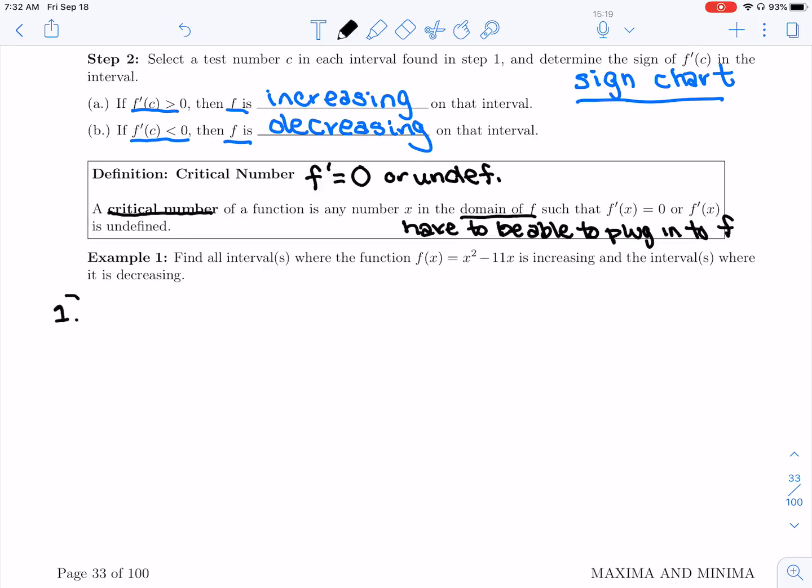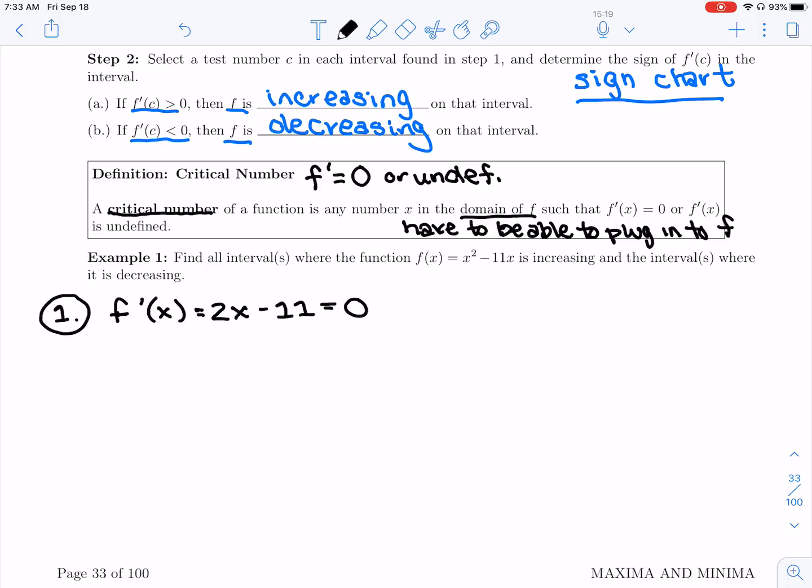So our first step throughout this whole section, we're just going to take the derivative and set it equal to 0. So my derivative, f prime of x: derivative of x squared is 2x, derivative of negative 11x is negative 11. So there's my derivative. I'm going to set it equal to 0. And now this goes back to some algebra. So how are we going to solve 2x minus 11?